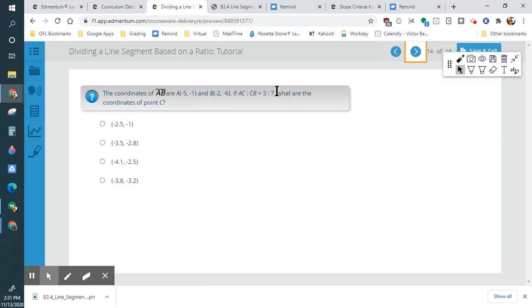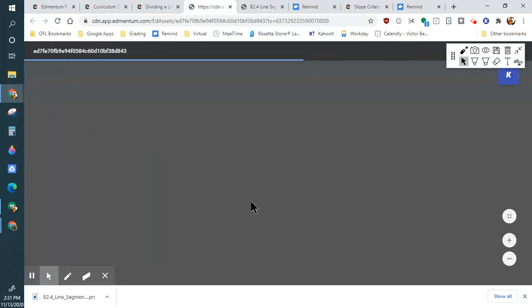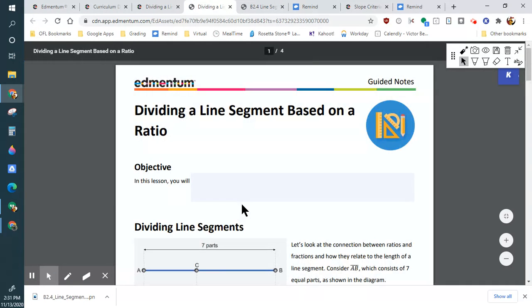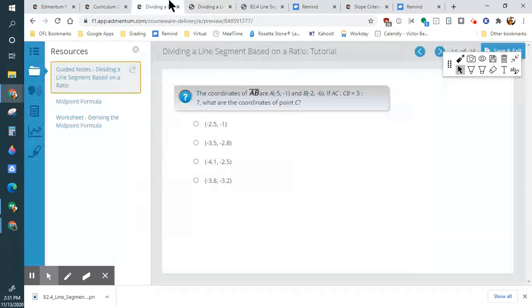All right, so now we have this, and we want to make the coordinates 2/3. So we have to use our formula. One thing I forgot to mention for this one is, if you guys are having trouble with this, there are the guided notes. The guided notes should have the formula in here. Fill these out. So that's something you can do while you're doing this.